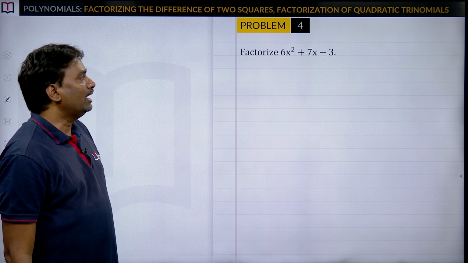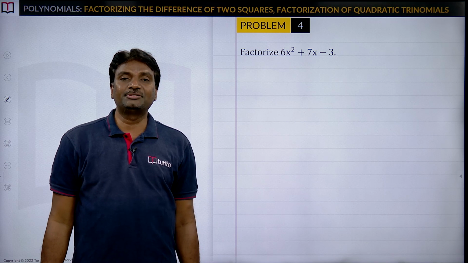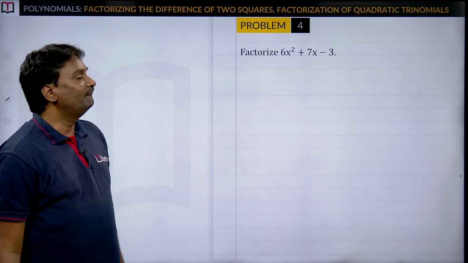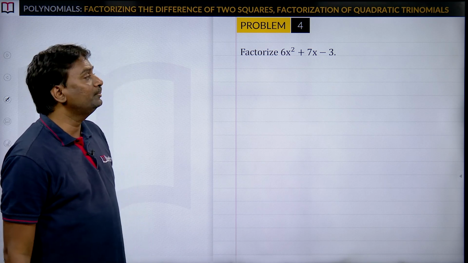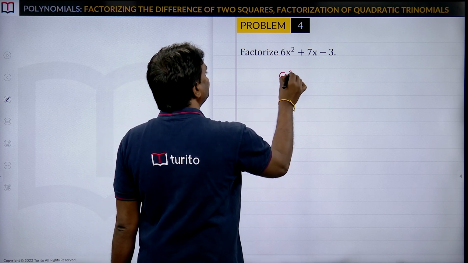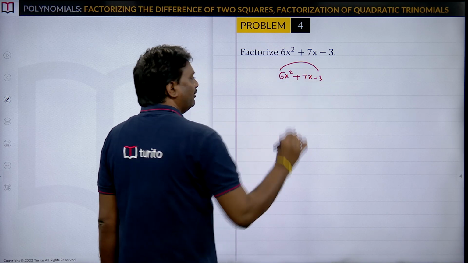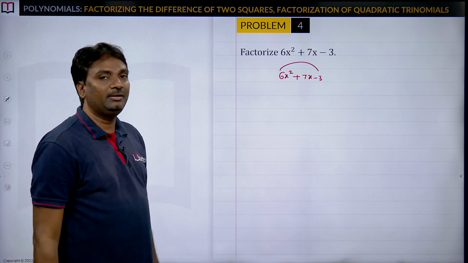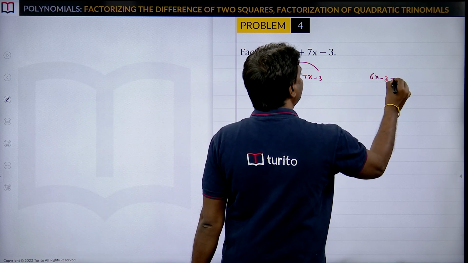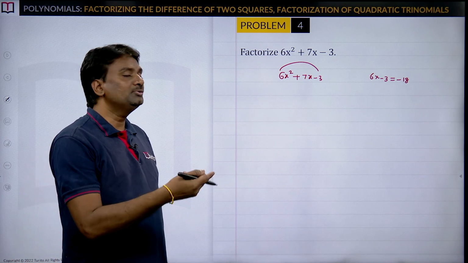Next, factorize 6x square plus 7x minus 3. Here also this expression is in the form of ax square plus bx plus c, where a equal to 6, b equal to 7 and c equal to minus 3. In place of a we have 6, in place of c we have minus 3. So, 6 into minus 3 equal to minus 18, according to the middle term.